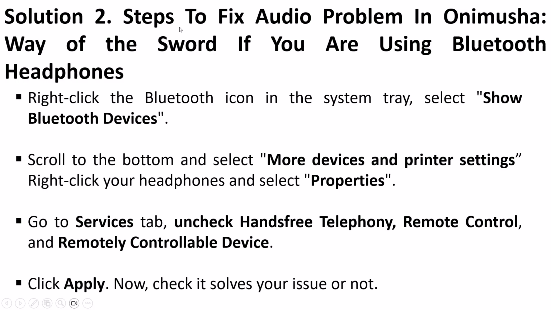Solution 2, steps to fix audio or sound problem in Onimusha Way of the Sword game if you are using a Bluetooth headphones. So right click the Bluetooth icon in the system tray, select show Bluetooth devices, scroll to the bottom and select more devices and printer settings. Right click your headphones and select properties. Go to services tab, uncheck hands-free telephony, remote control and remotely controllable device. Then click on apply and then check if your problem is solved or not.